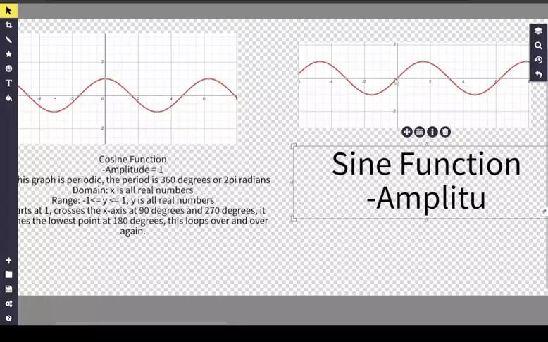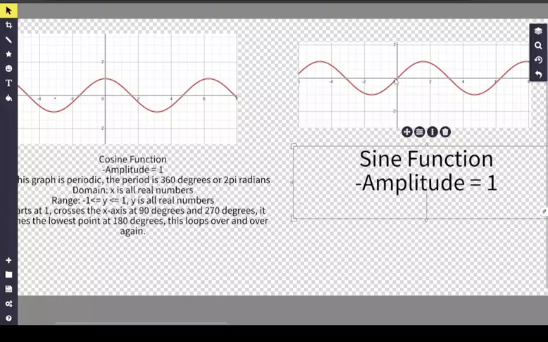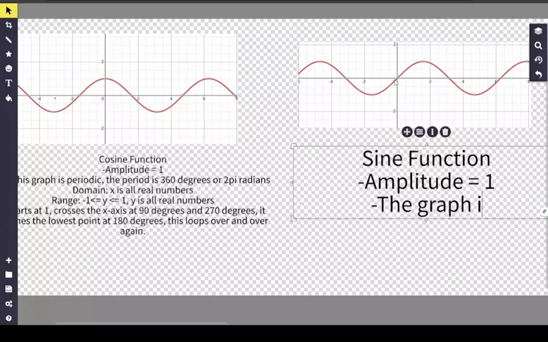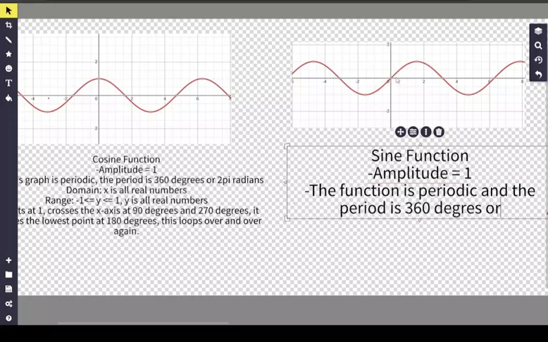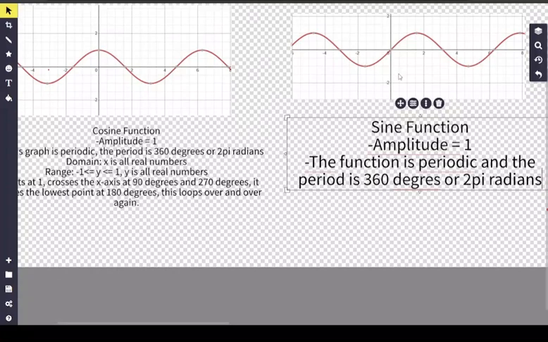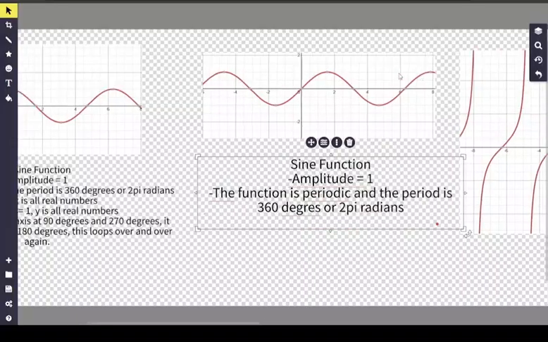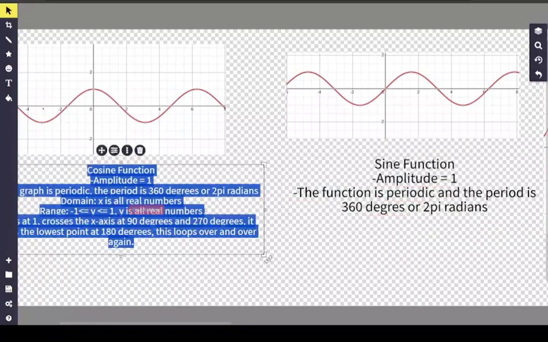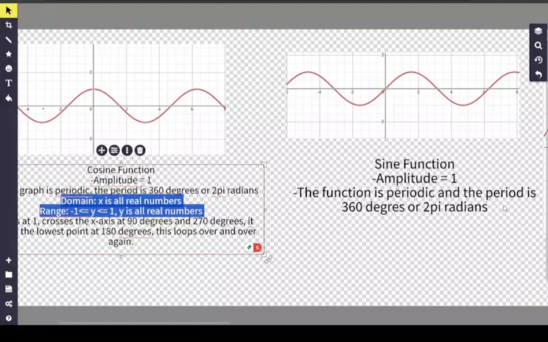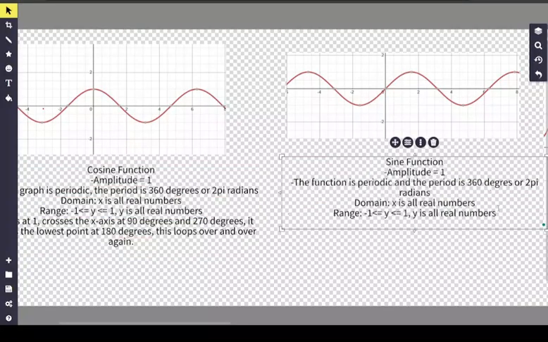So the amplitude of this is also equal to 1. The graph is periodic. The function is periodic. And the period is 360 degrees or 2 pi radians. Right? It's the same thing as cosine. So nothing much. Let's talk about the domain. The domain and range are all the same. So let's go ahead and copy the domain and range from here. And then now I have something to write for this.